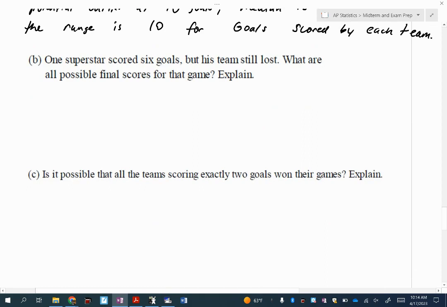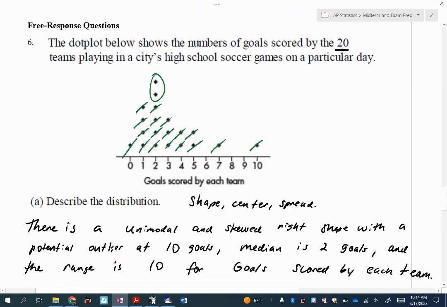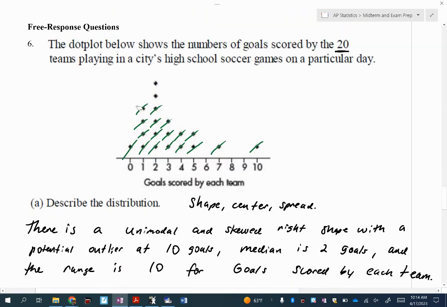Superstar on a team scored 6 goals, but they lost. What are all possible final scores for that game? Okay, well, let's try to figure out which dot could be that team, or dots, plural. So essentially, we have to look at 6 and above, right? Because the team scored 6 goals or more. Did any team score 6 goals? No, so they had to score 7.